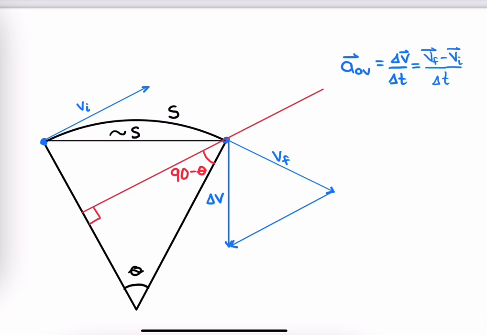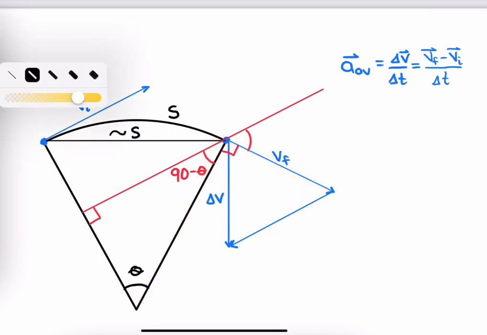Now I want to look at this angle over here, and see if we can figure out what that angle is. Well, from here to there is 180, because that's a straight line. And right here is a 90-degree angle. Remember, when an object's in circular motion, the velocity is always perpendicular to the radius of the circle.